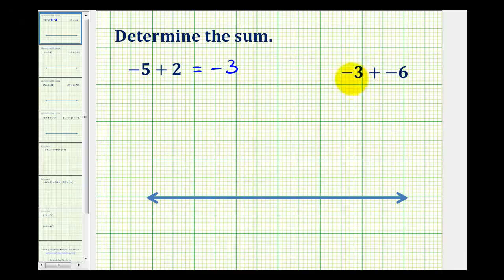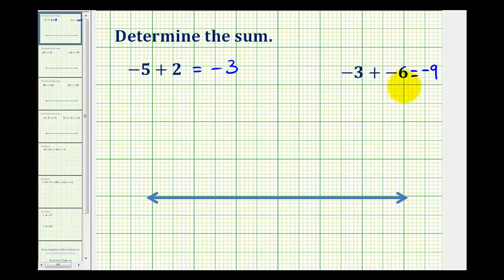Our second example is negative 3 plus negative 6. So again, going back to the money analogy, negative 3 represents a loss of $3 plus a negative 6 represents another loss of $6. So if we lose $3 and then we lose $6, we would have a total loss of $9. Therefore, this sum is negative 9.